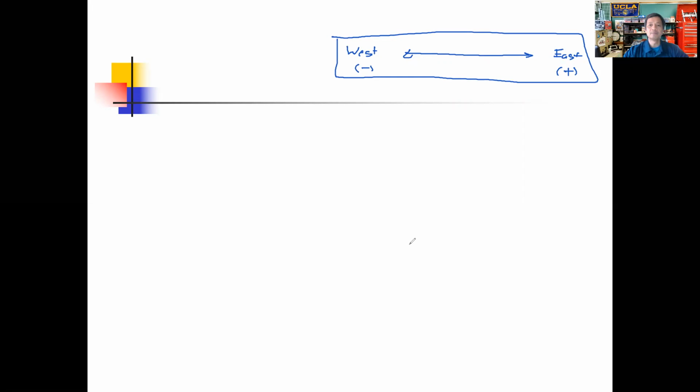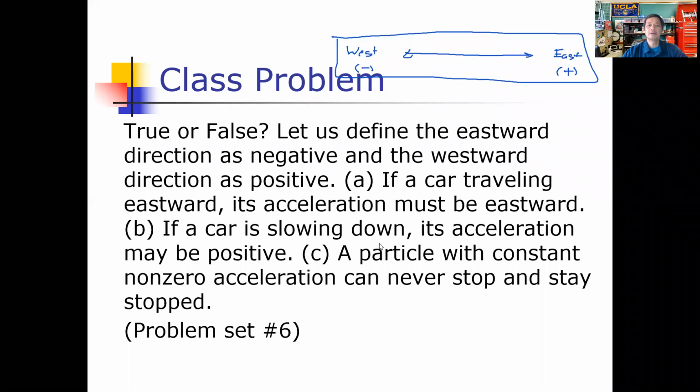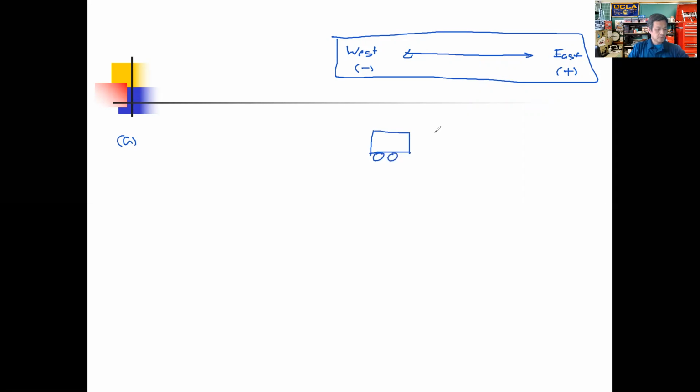We have a car, and let me flip back and refer to this really quickly. We have a car traveling in the eastward direction. True or false? Its acceleration must also be eastward. Let's draw that out really quickly, and then we'll work through this. In the first case, we have a car. Let's draw our little car here. We're told that it is traveling eastward. So it's traveling towards the east.